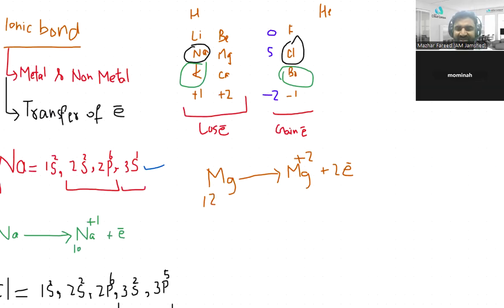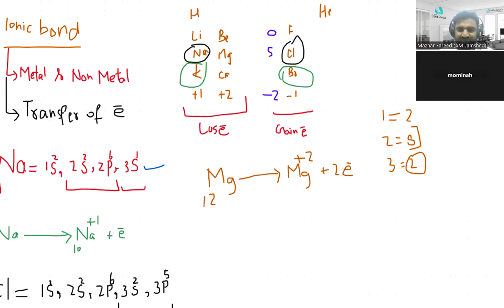You can draw in the first shell there will be two electrons, the second shell will have 8, and the third shell will have two electrons. So when it loses these two electrons, then it becomes stable. You can write its electron configuration as 1s2, 2s2, 2p6, and 3s2.